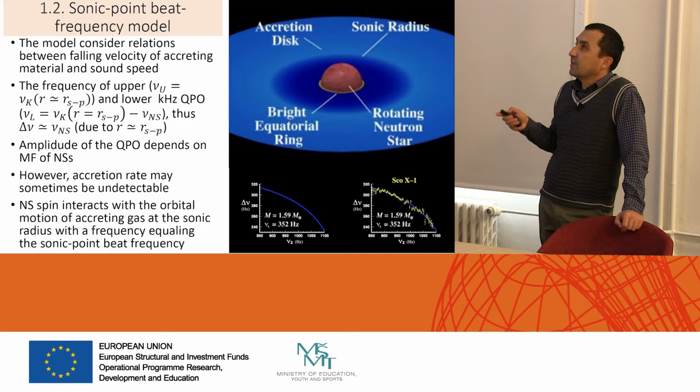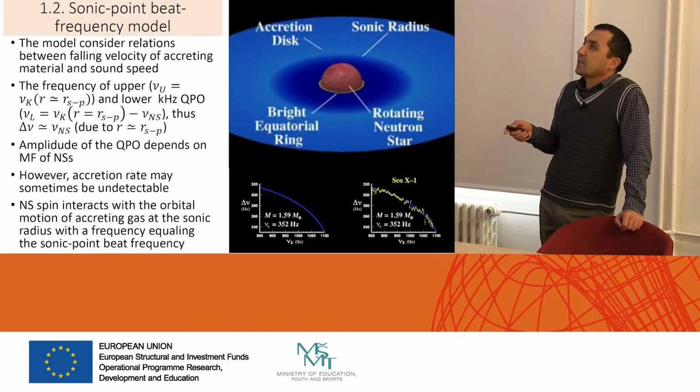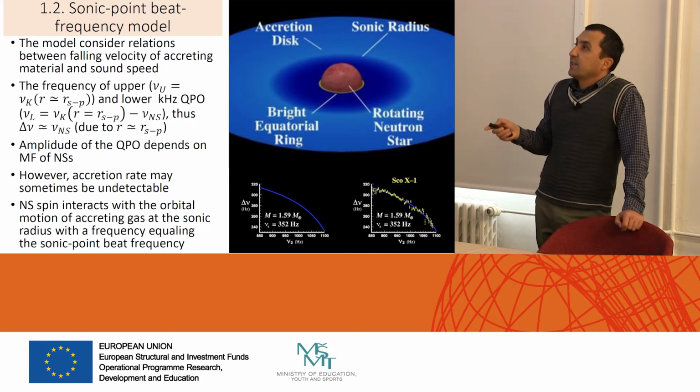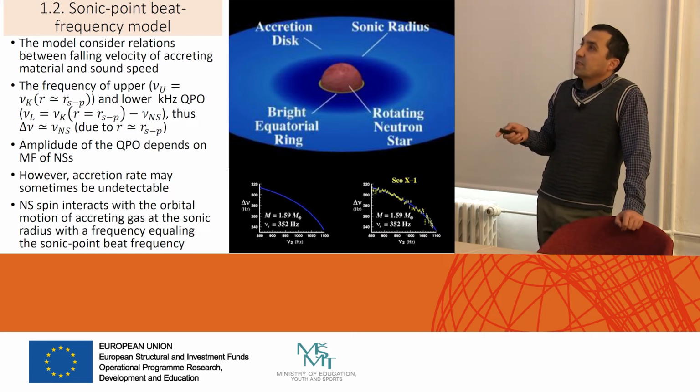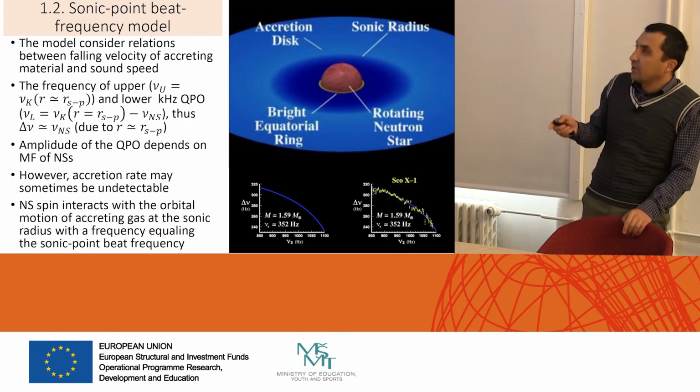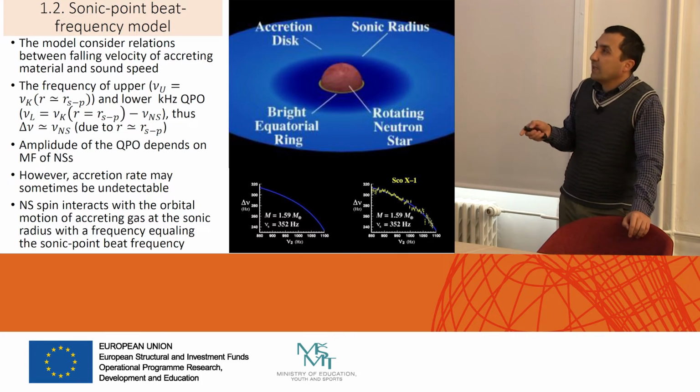So this is at a distance from the center of the neutron star up to the sonic radius, and the lower frequency is explained as the difference between the Keplerian frequency at the sonic point and the neutron-star spin. It shows that the difference between the upper and lower peaks should be equal to the neutron-star spin.